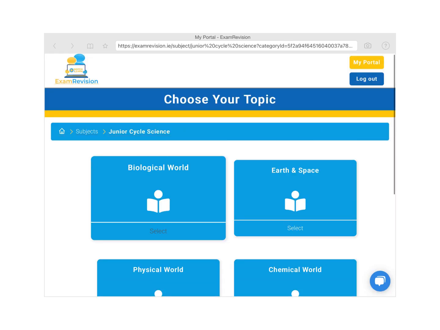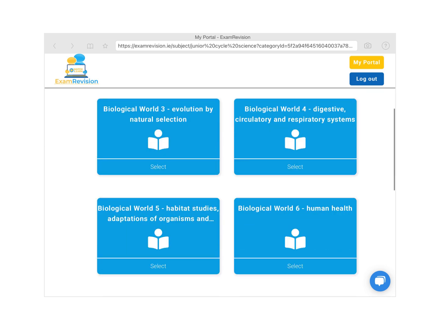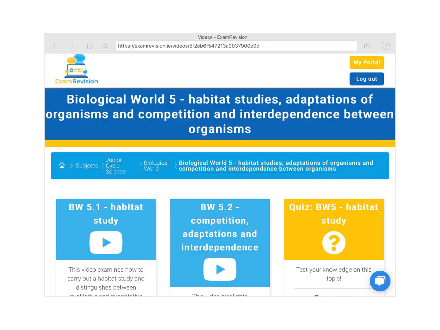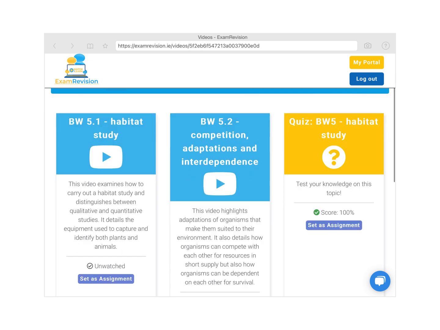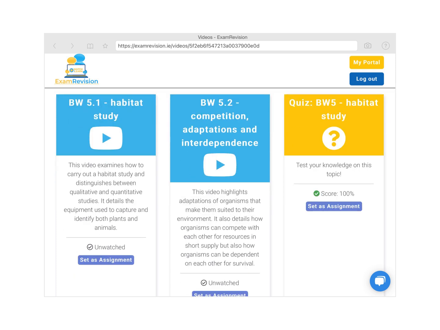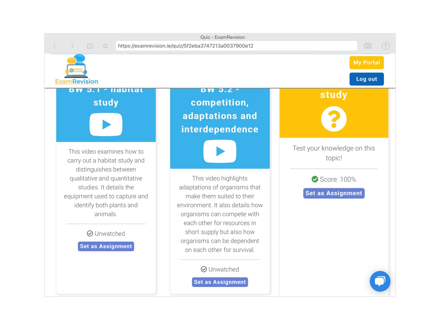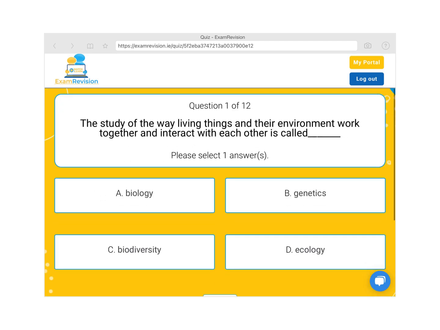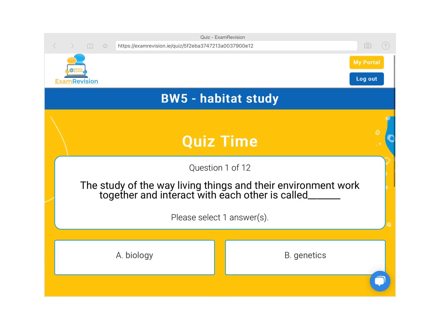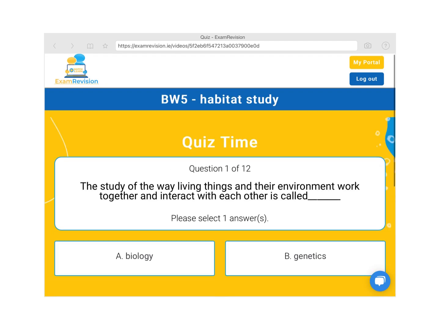Today we are looking at the biological world, so if we scroll down, we are looking at biological world 5. There's a video talking you through how you can carry out your habitat study, and also one on competition, adaptations, and interdependence. There is an MCQ quiz, and once we tap into that, we can see there are 12 questions to answer. You can press through all of the answers and get a score at the end, and you can do that as many times as you want until you get 100%.